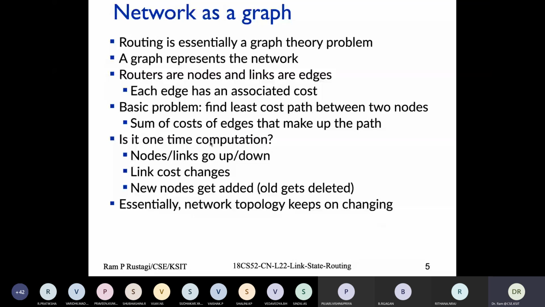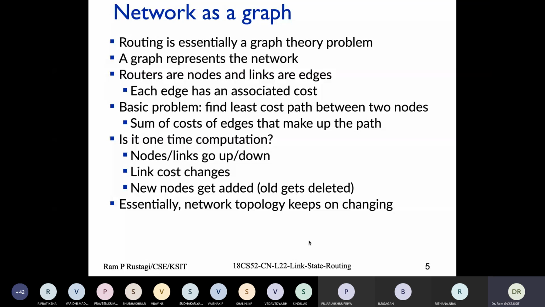So I cannot do a one-time computation because new links can come up. We can add new links, old links can go down, and the same could be true for servers. An old server could go down, and new routers could get added. So primarily what we are saying is that because of these dynamic changes, my network topology keeps on changing.